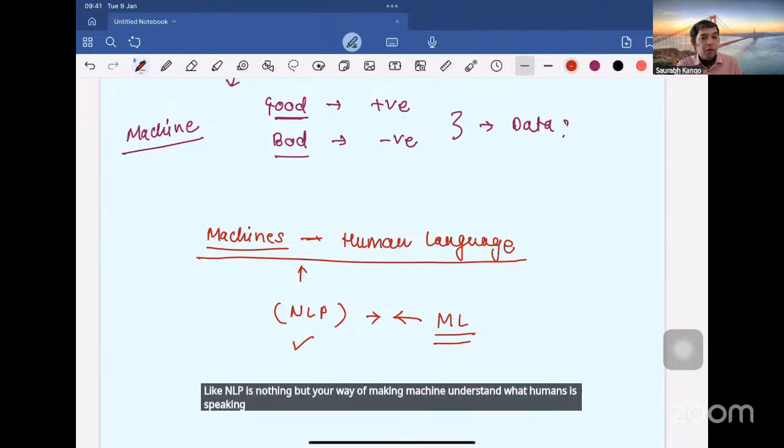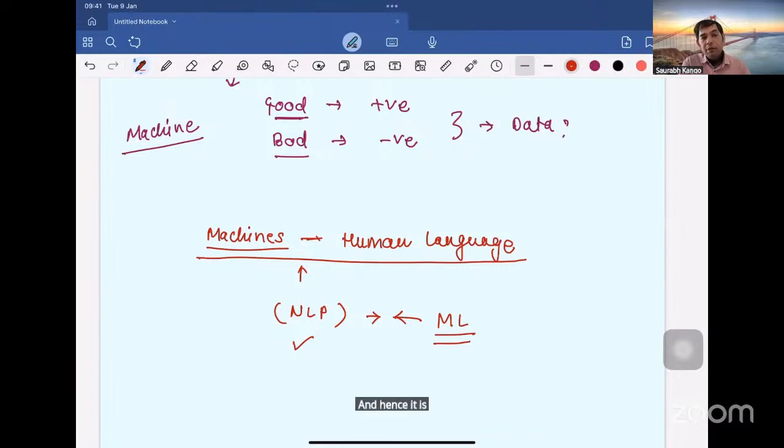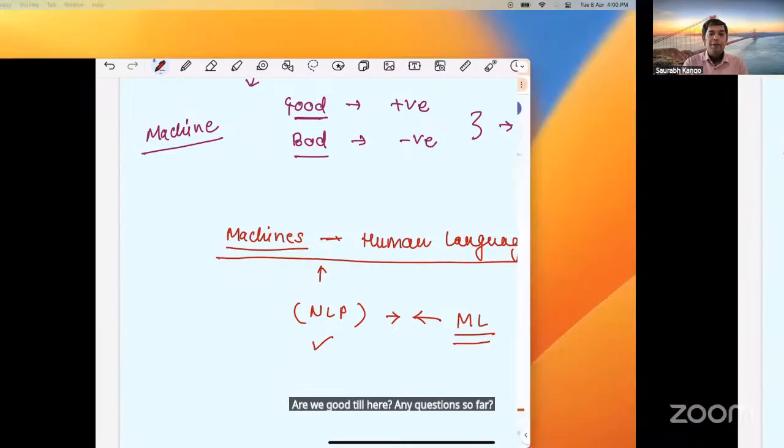This needs to be evolved continuously. It need not be static. It needs to be evolved continuously. And hence it is a part of your machine learning process. Are we good till here? Any questions so far? Good. Okay.